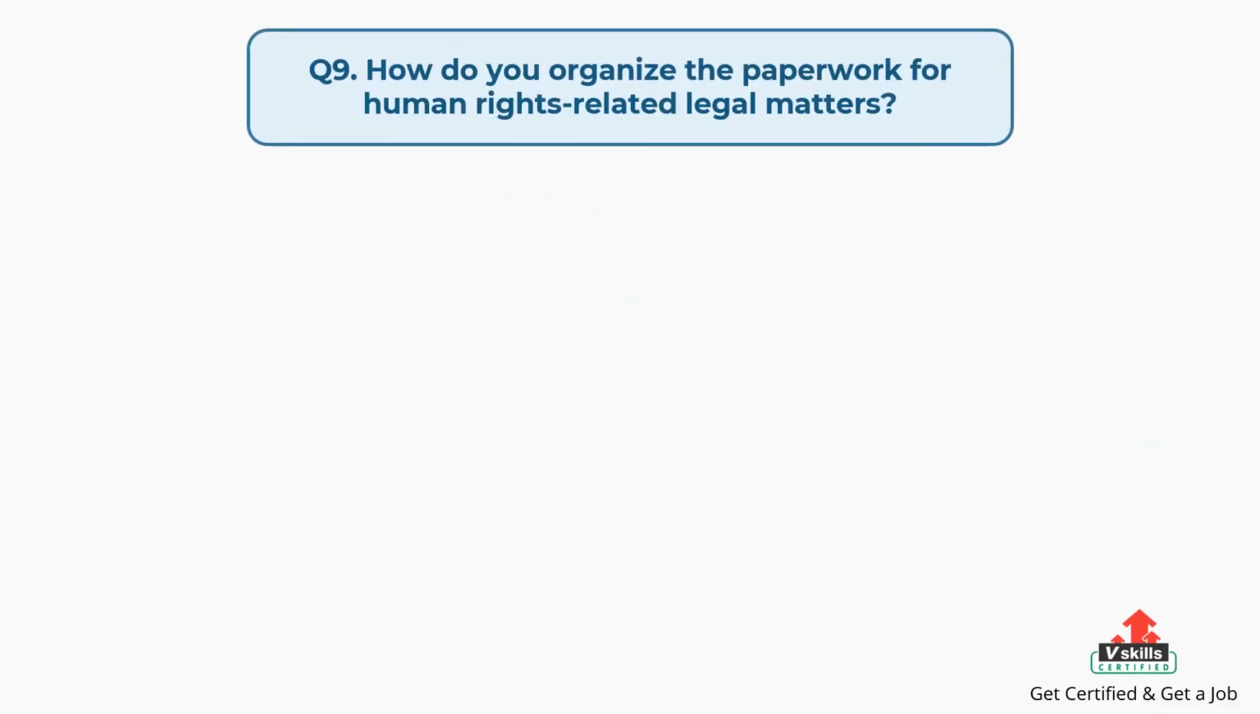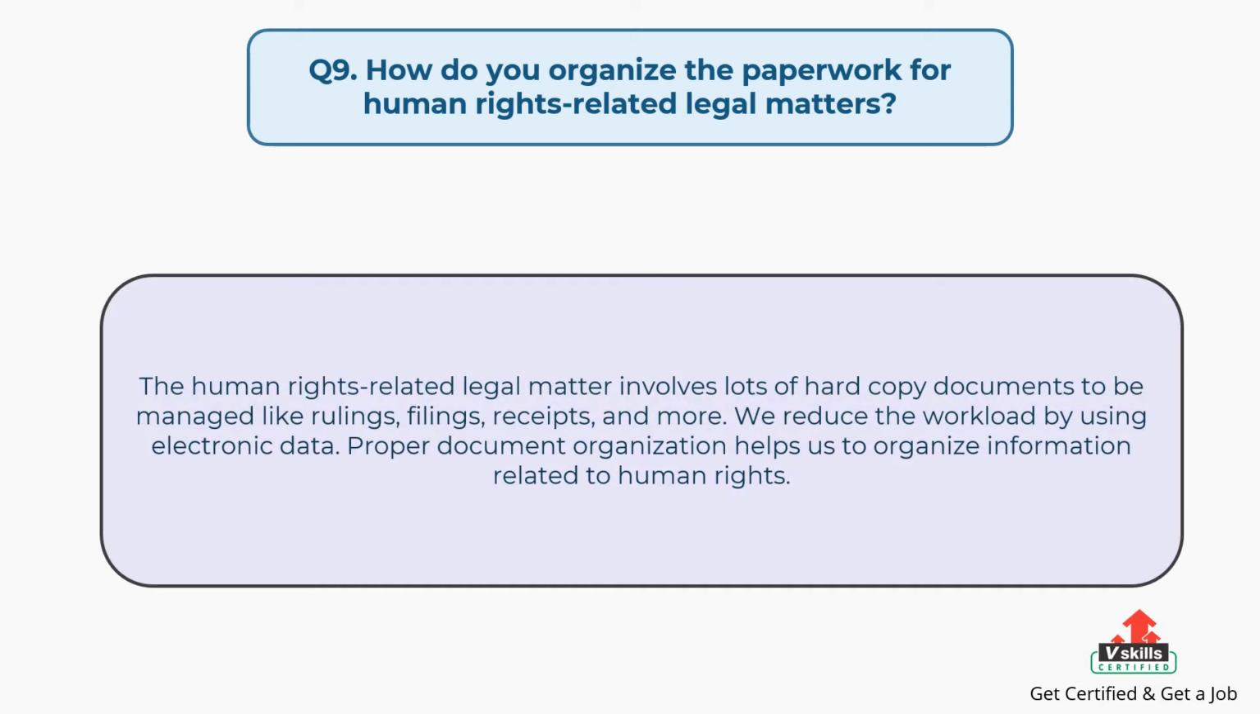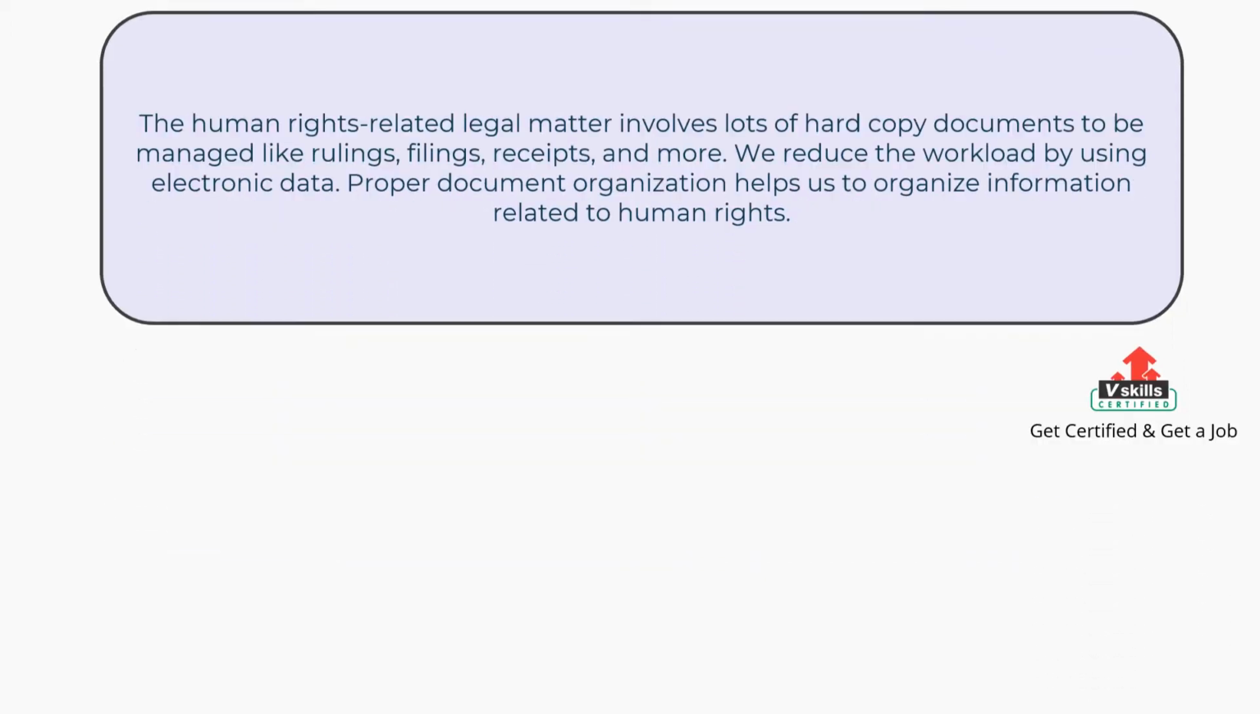Question number 9. How do you organize the paperwork for human rights related legal matters? The answer is: the human rights related legal matter involves lots of hard copy documents to be managed, like rulings, filings, receipts, and more. We reduce the workload by using electronic data. Proper document organization helps us to organize information related to human rights.